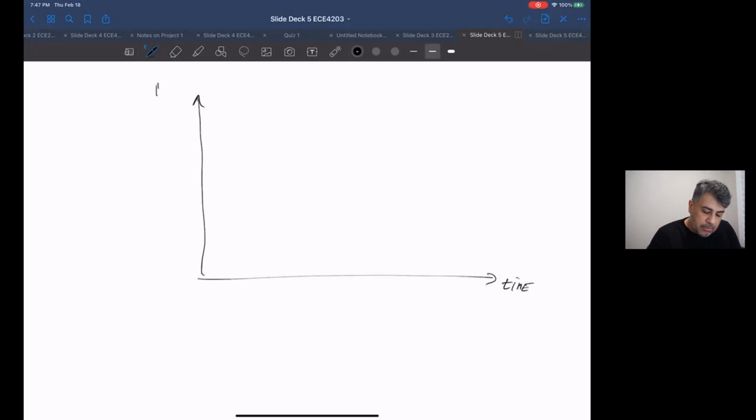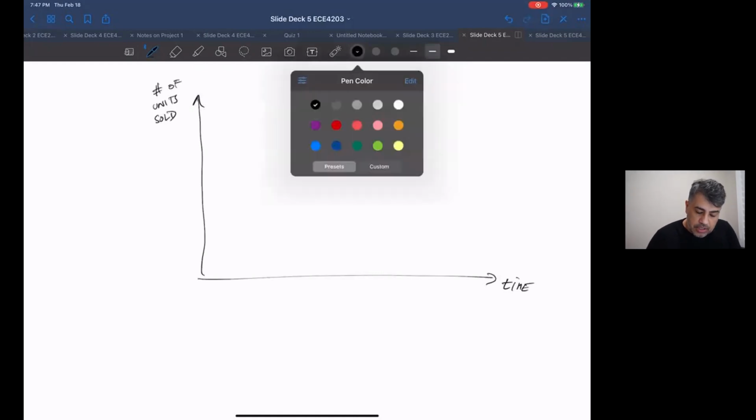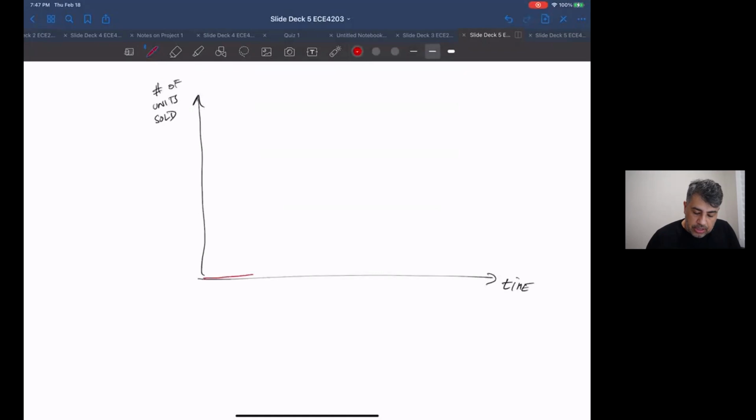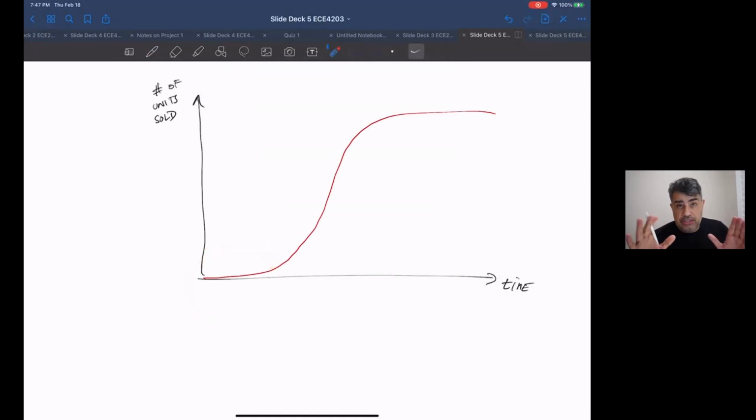Okay, say number of units sold, or number of users. I don't know if you guys have seen anything like this, but it's called the S curve. If you think about an S curve, let's use an example of a cell phone.